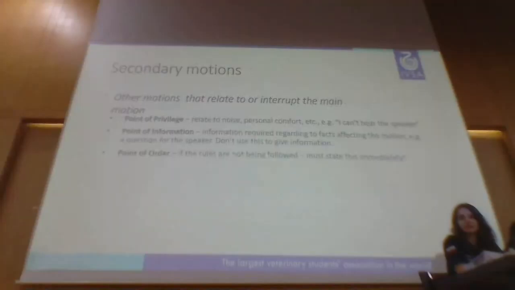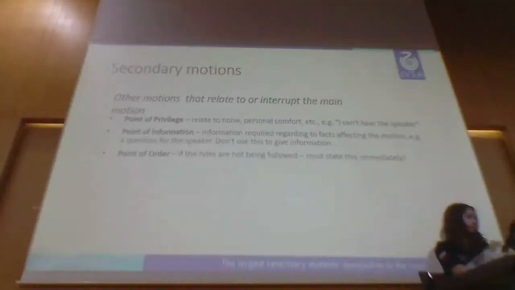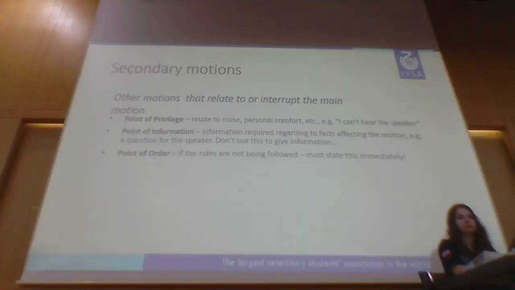Then secondary motions. These can be other motions that relate to or interrupt the main motion. So you can make a motion within a motion, in a sense. There are three things that you can use here. First is a point of privilege. A point of privilege is related to noise or personal comfort. I can't hear the speaker, the room is too warm, it's too noisy outside, anything like that. You put up your hand and say, point of privilege, and then you say what you want to say.